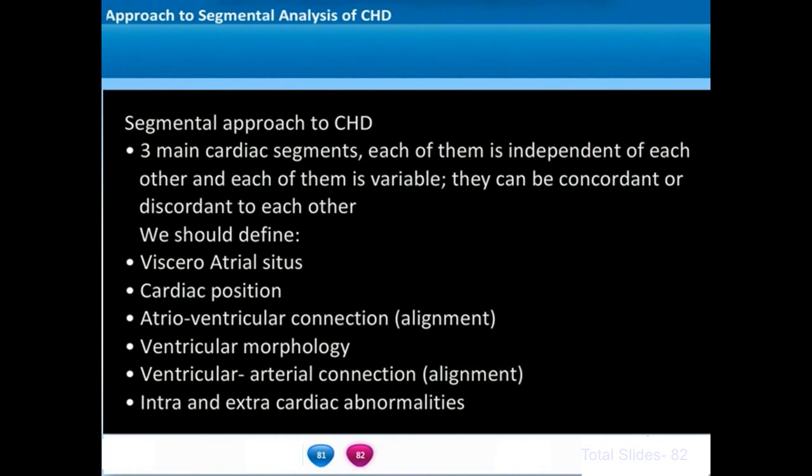So in this segmental approach to congenital heart diseases, we define the cardiac chambers in different segments. Start with identification of the visceroatrial situs and cardiac position. Then look at the atrioventricular connections and ventricular morphology. Then move on to ventricular-arterial connections and analysis of the great arteries. And finally look at the extracardiac abnormalities as well.